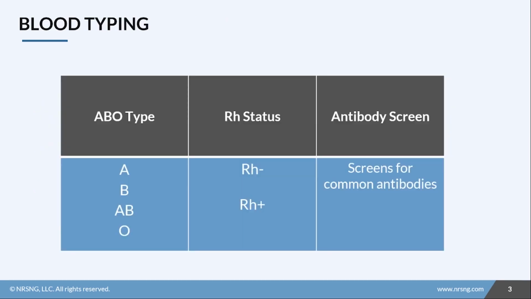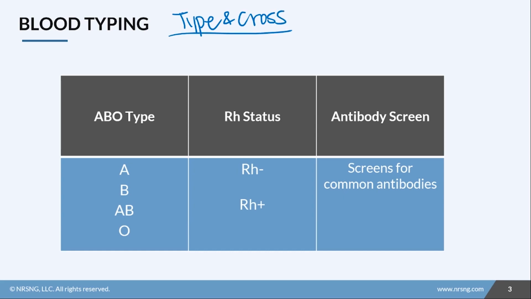All right, so if you've already taken the blood typing lesson in the Med-Surg course, then this might look familiar to you. But if you haven't, let's go through it really quickly. After this lesson, I highly recommend that you look at that lesson as well, because it's going to make all of this make a lot more sense. So we have the ABO type, the RH status, and an antibody screen. These things comprise the type and cross.